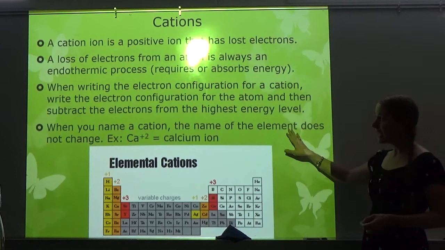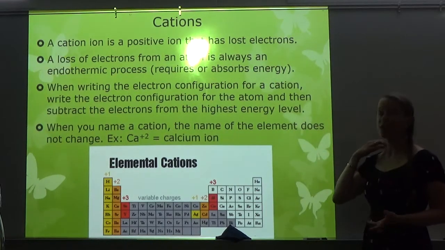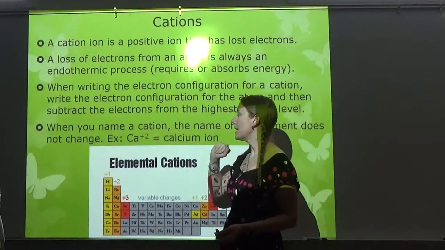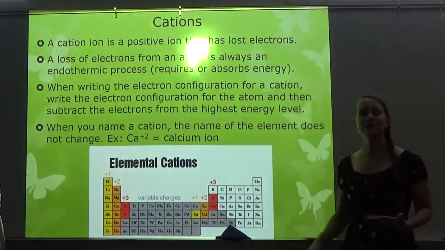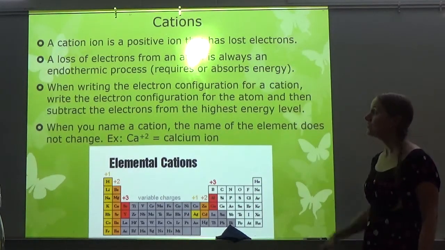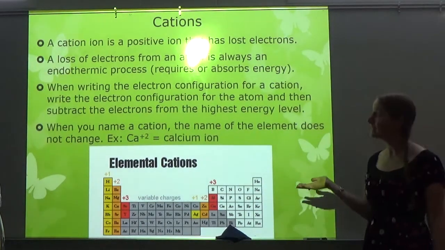When you name a cation, the name of the element does not change. So for example, Ca is calcium. Ca with a positive 2 charge is just a calcium ion. Notice I didn't change the word calcium at all. So for cations, the name remains the same.